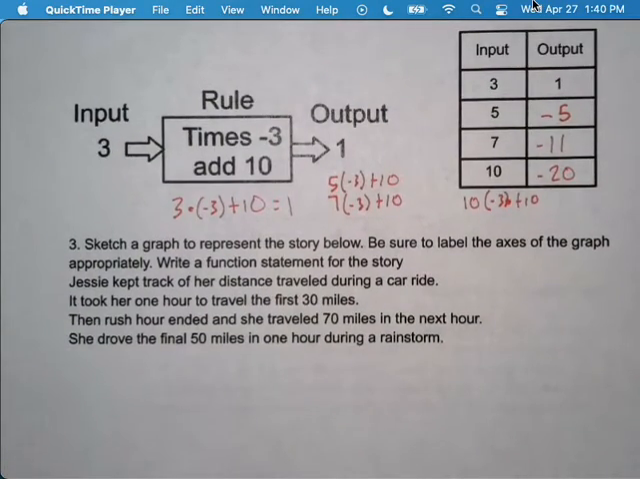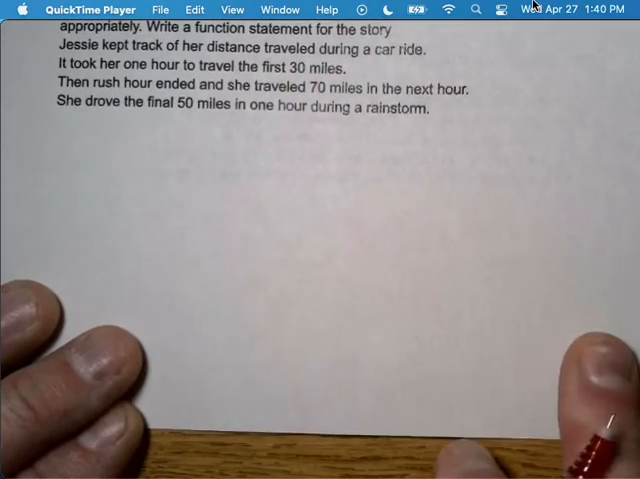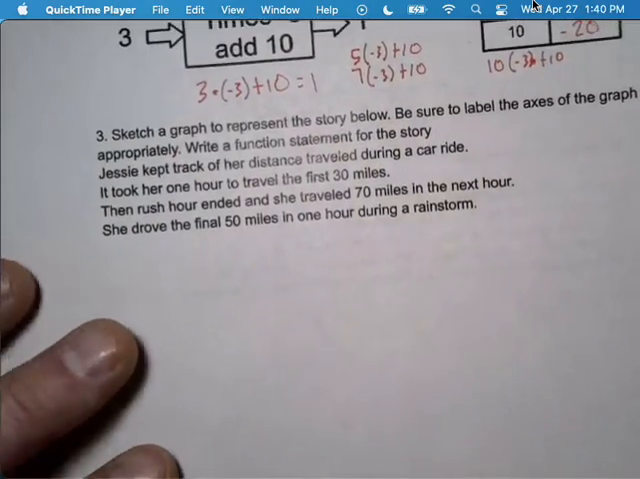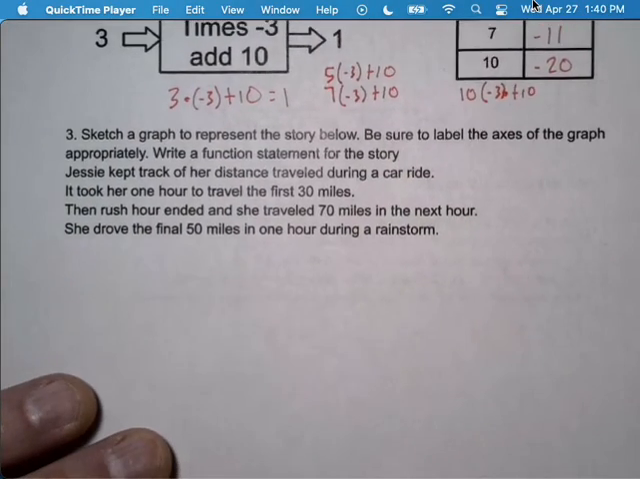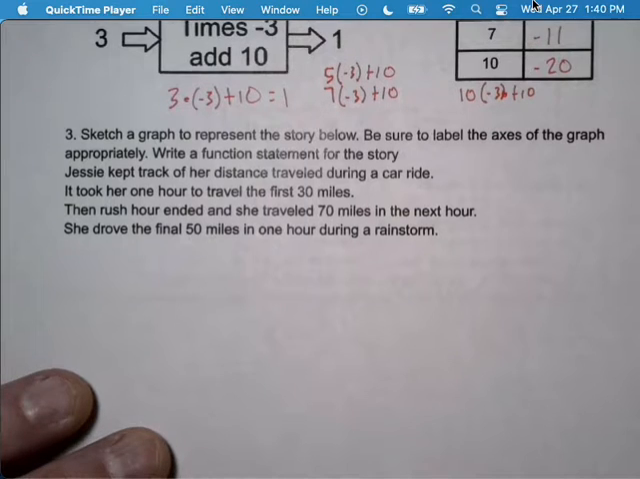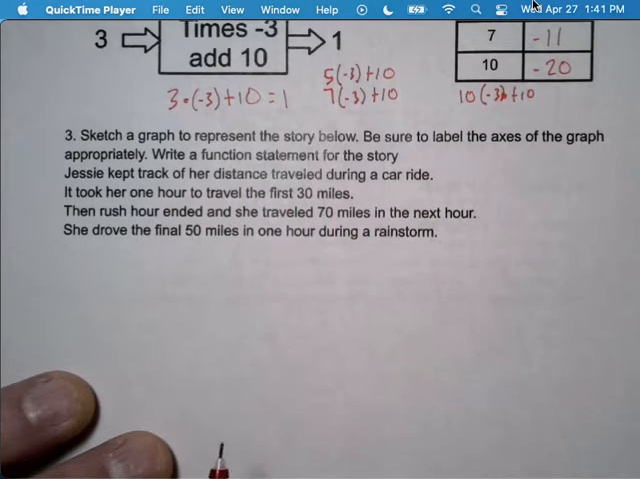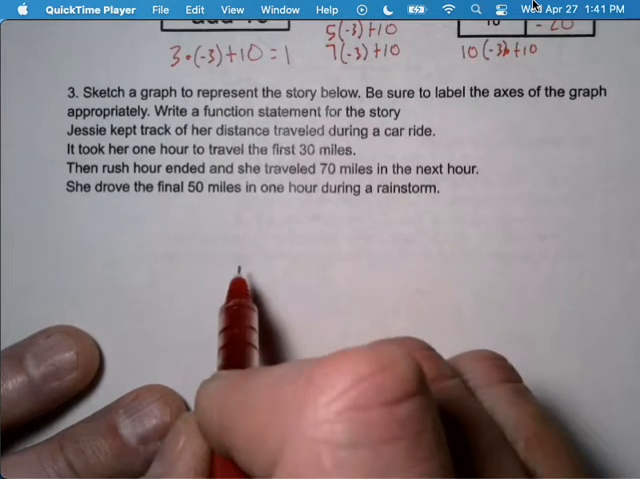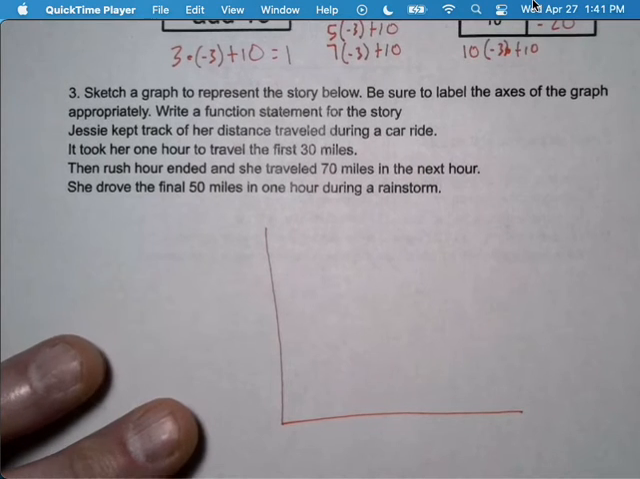This one, sketch a graph, and I'm not giving you a graph. Just like on the study guide here, on the test you have a blank space. So you're going to have to create your own graph. It says sketch a graph to represent the story below. Be sure to label the axes of the graph appropriately and write a function statement for the story. Okay, so we know we're going to have a graph, so I can just do this just to start, right?